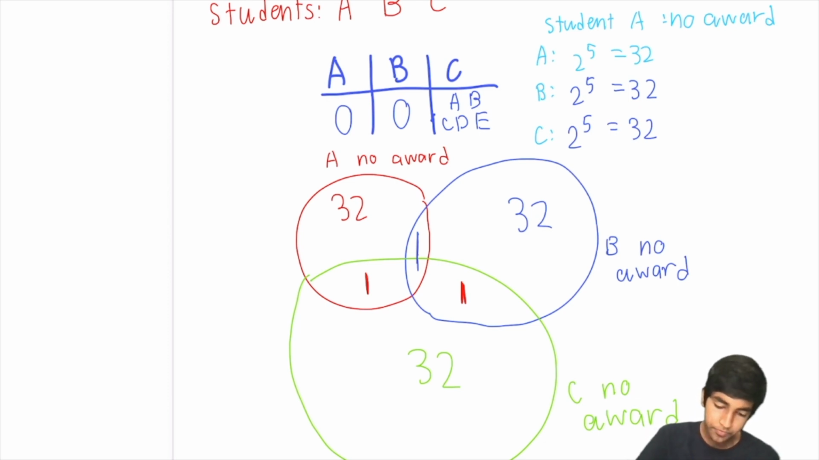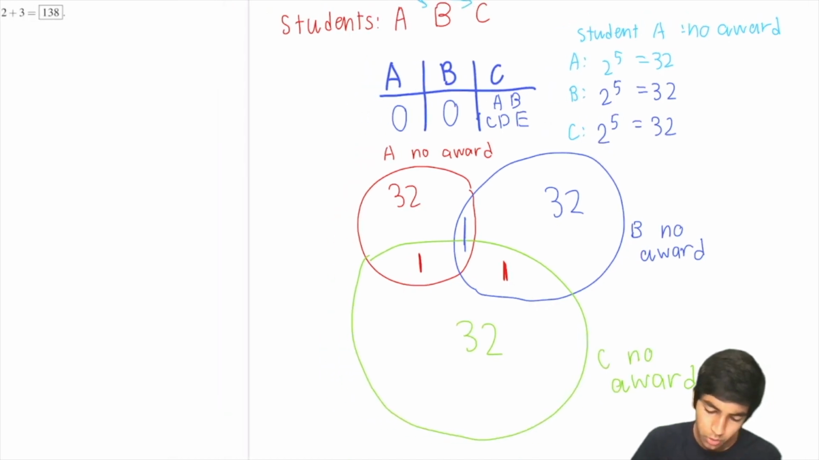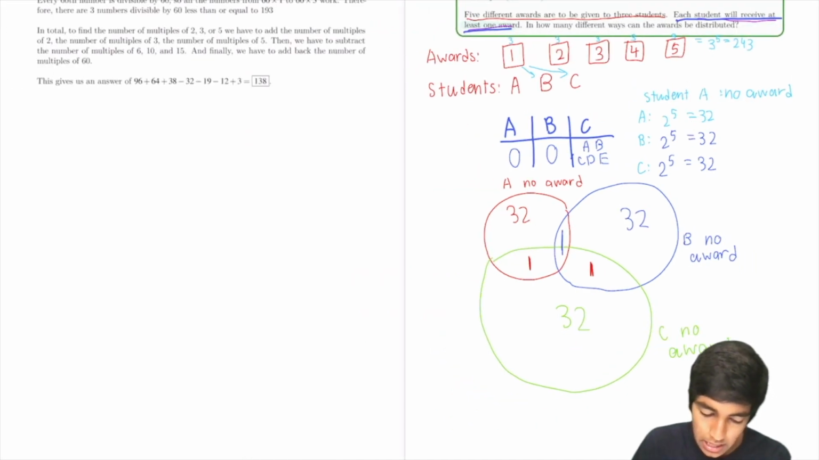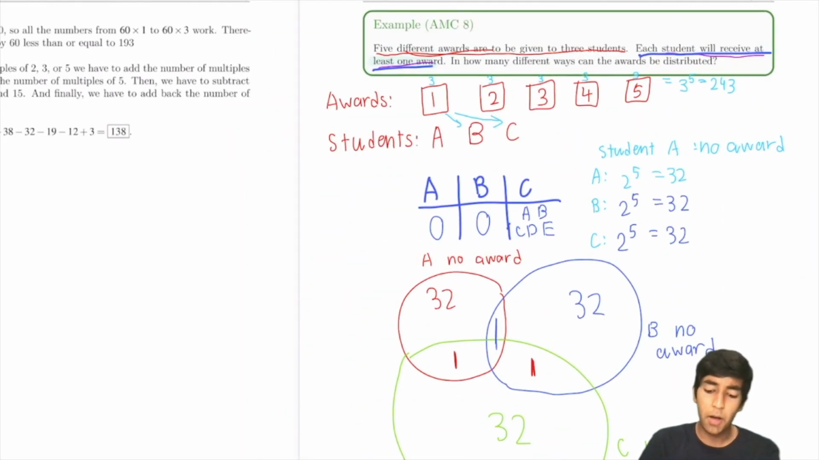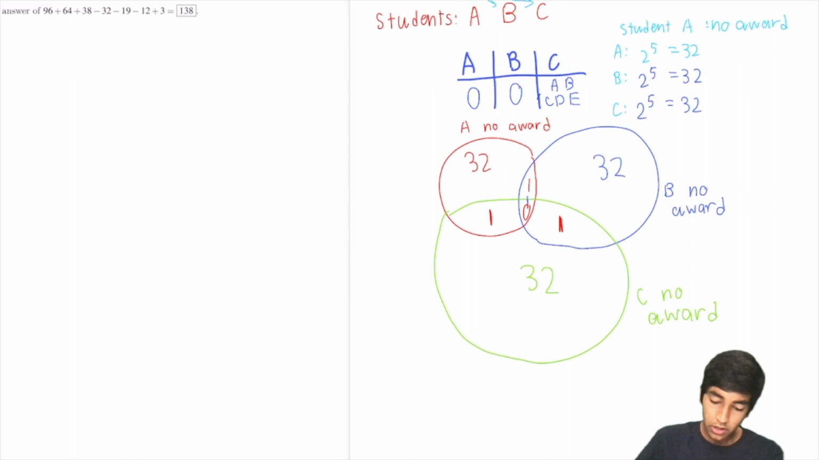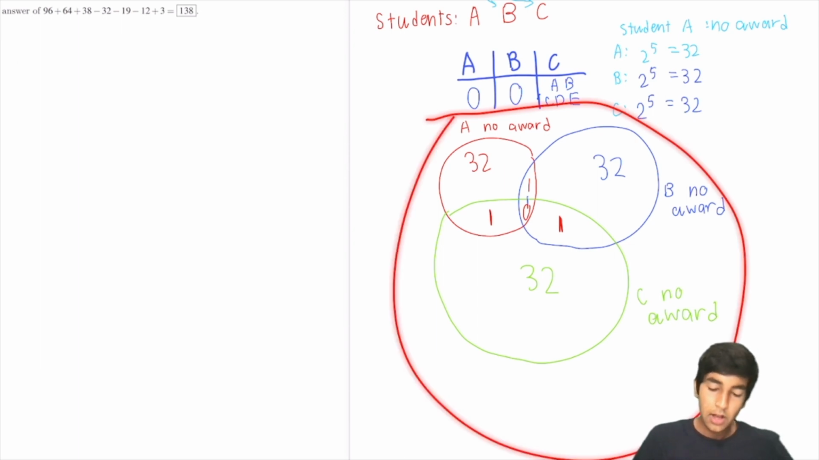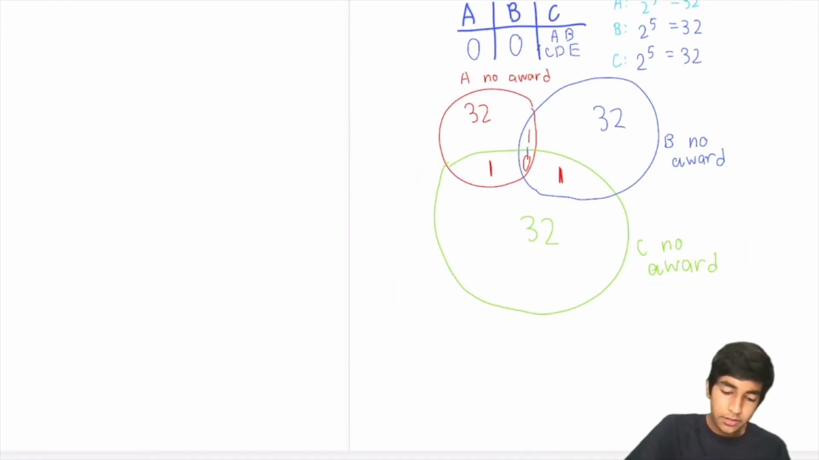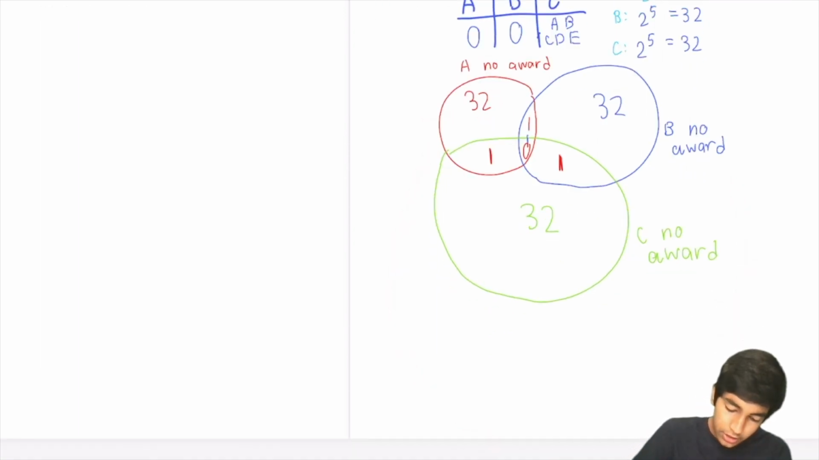Okay, so that's cool, but what about the case where all 3 of them don't have any awards? That's not possible, right? Because we're giving 5 awards to 3 students, so that's not possible. So this inside region is basically 0, so we don't have to worry about it. So in total, how many ways are there where a student gets no award? Well, if a student gets no award, then 32 plus 32 plus 32.